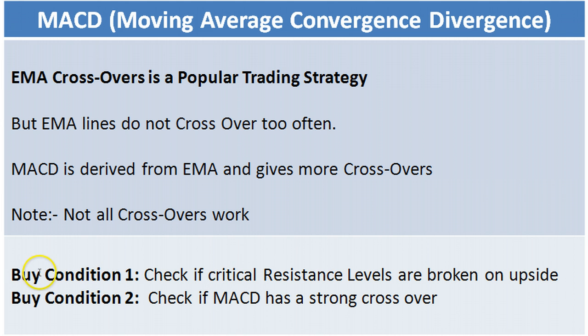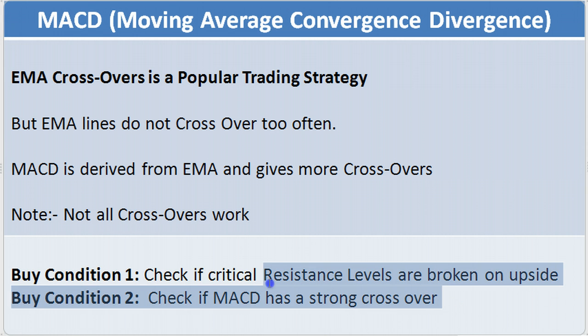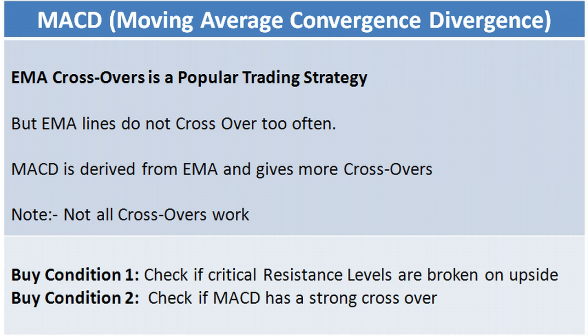For a buyer, or someone who wants to go long, all you need to do is first make sure that the critical resistance levels are broken at the chart level, meaning the recent highs that were made in the last few months. It should be taken out on the upside, and then you check whether MACD has a strong crossover. So you check for these two conditions. You are using MACD, but you are also using the resistance levels, whether the script has broken them, as an additional condition to make sure you're not trading on all the crossovers.